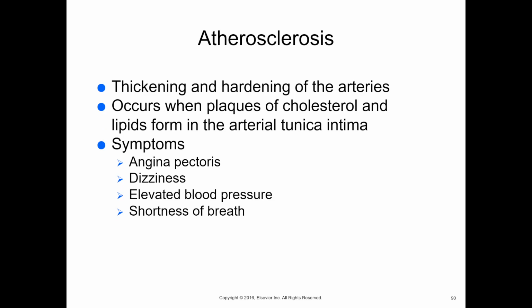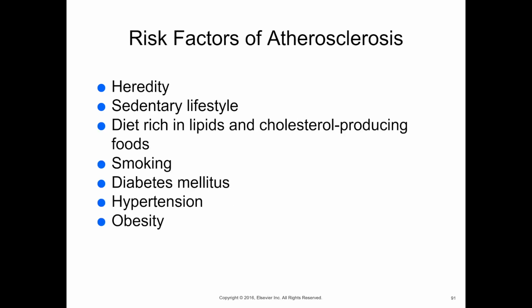So, atherosclerosis. We get thickening and hardening of the arteries, but we also get plaques full of cholesterol and other lipids forming in the arterial tunica intima. So again, these are all the symptoms we talked about, things like angina pectoris and reduced blood flow. Risk factors: a big lifestyle condition, but there is a role in heredity, diet, smoking, environment, etc.